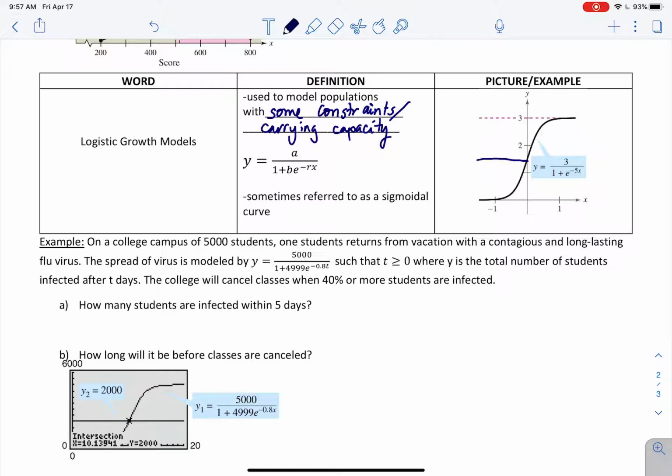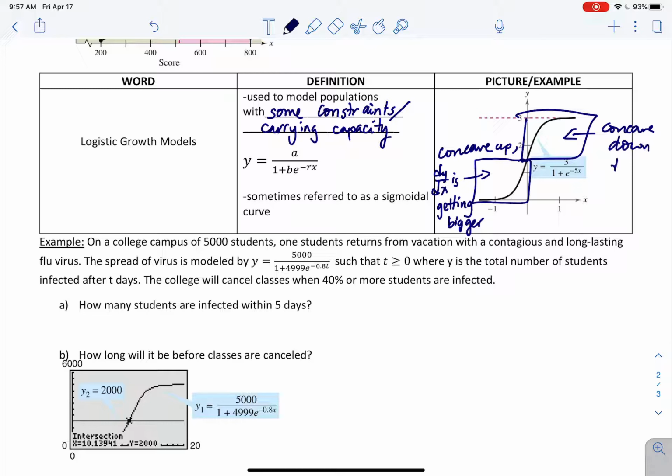And the main things to realize is on this bottom half, that's concave up, which means dy dx is getting bigger, right? It's increasing. And then on this top half, it's concave down, and so dy dx is getting smaller, which means the rate of increase is decreasing.